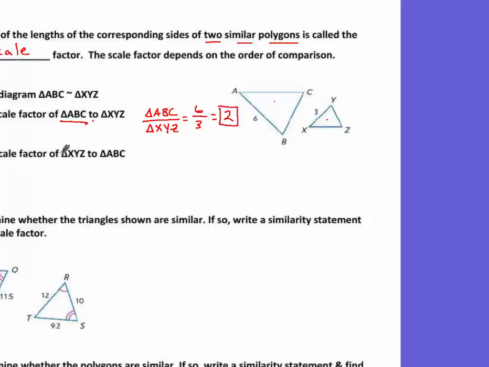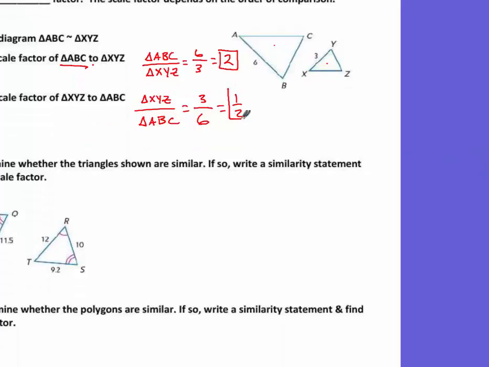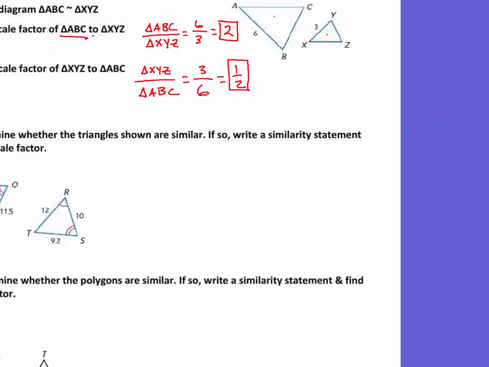But if we say find the scale factor of XYZ to triangle ABC, well, that means we're going to take the 3 on top, 3 over 6, and that's 1/2. And that tells us that triangle XYZ is 1/2 of triangle ABC. So it's not a big deal, but it's important that you can get the order right and say when something's twice as big or something's half as big.